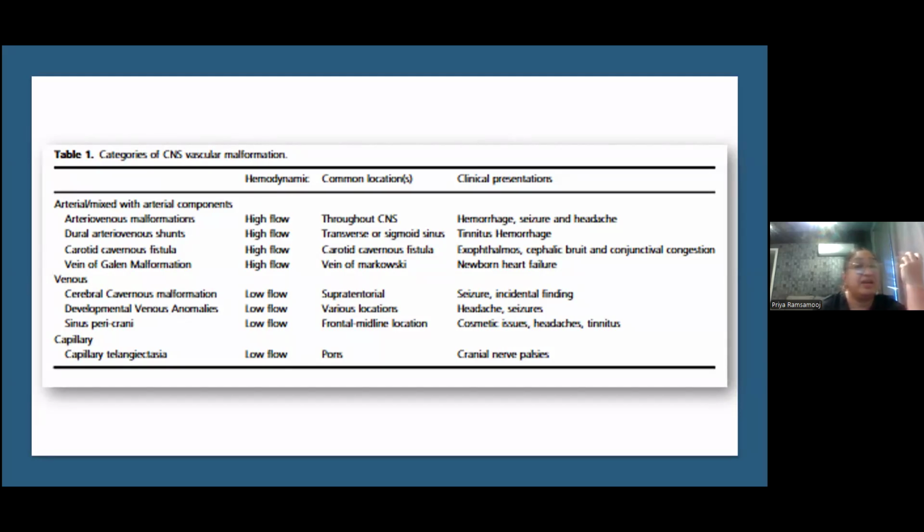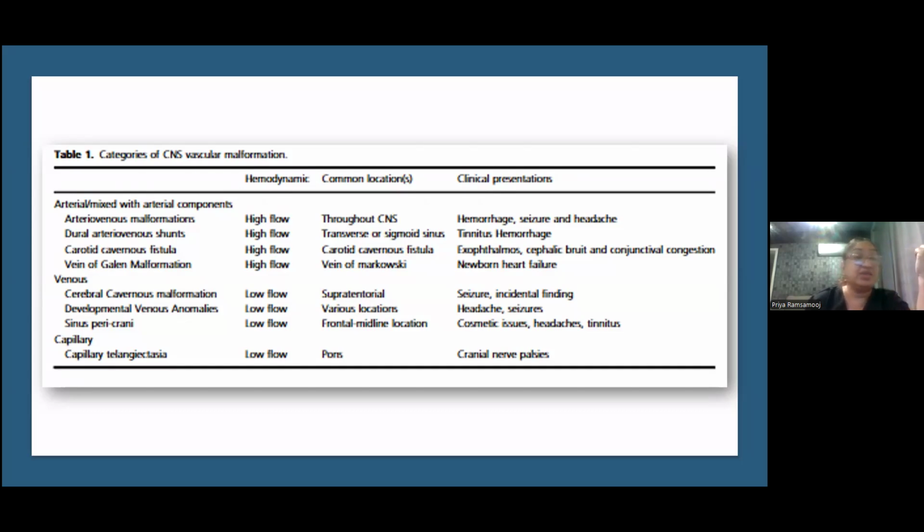The AVMs, you can find them throughout the CNS. These were the ones that presented with hemorrhage, seizures, headaches. Your shunts were the ones that we said could cause tinnitus and hemorrhage as well. And your carotid cavernous fistula, remember we talked about type A, B, C, and D, and they tend to present with exophthalmos. They can have conjunctival congestion. And our vein of Galen malformation, that we saw really in our pediatric population, where these kids had hydrocephalus. They could have presented with newborn or pediatric CCF, right, as well as frontal bossing in essence.